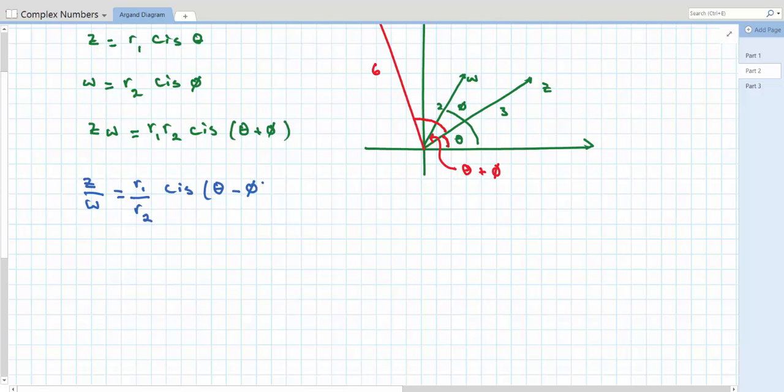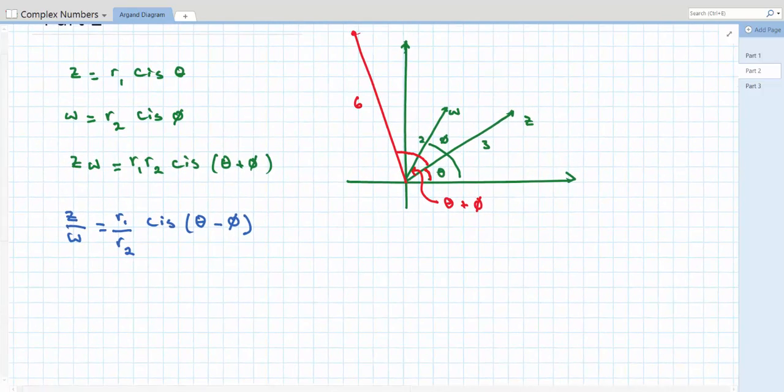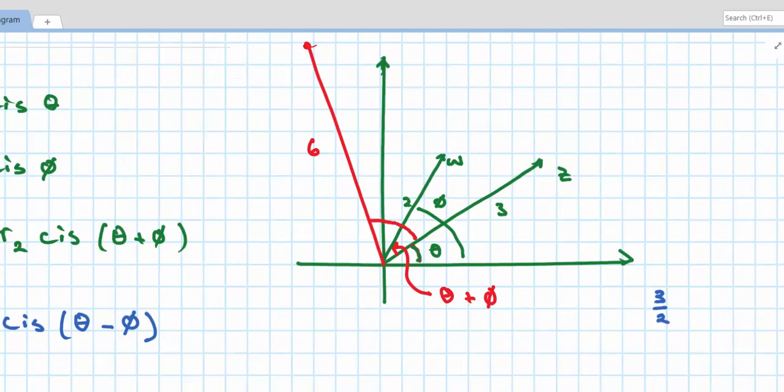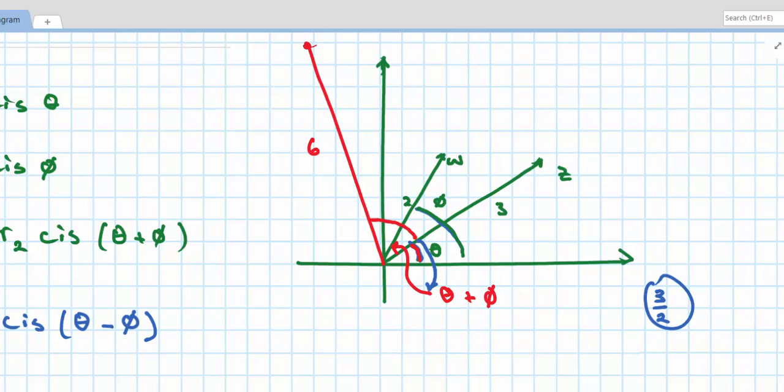So going back to our diagram, our new vector will have a length of 3 on 2, 1.5, and this time from theta we are taking away phi, so we are moving around in this direction, and we end up with a vector that has length 3 on 2 and angle of theta minus phi.